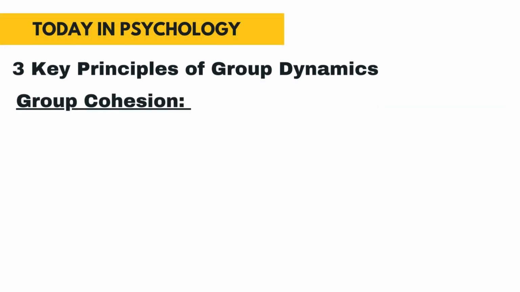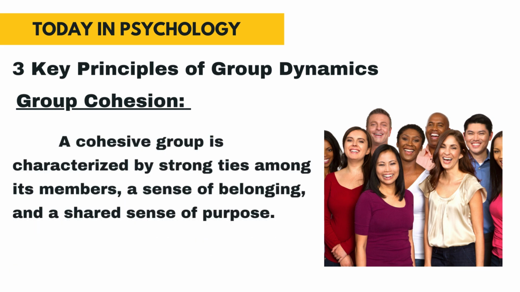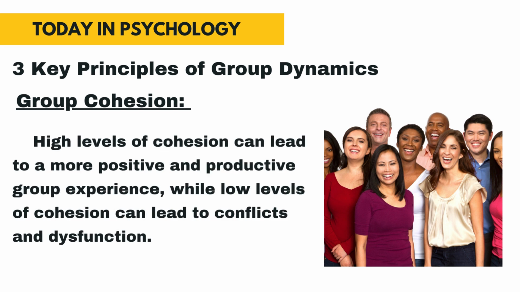Group cohesion. Another important principle of group dynamics is the concept of group cohesion. This principle refers to the degree to which group members are attracted to and identify with the group. A cohesive group is characterized by strong ties among its members, a sense of belonging, and a shared sense of purpose. High levels of cohesion can lead to a more positive and productive group experience, while low levels of cohesion can lead to conflicts and dysfunction.